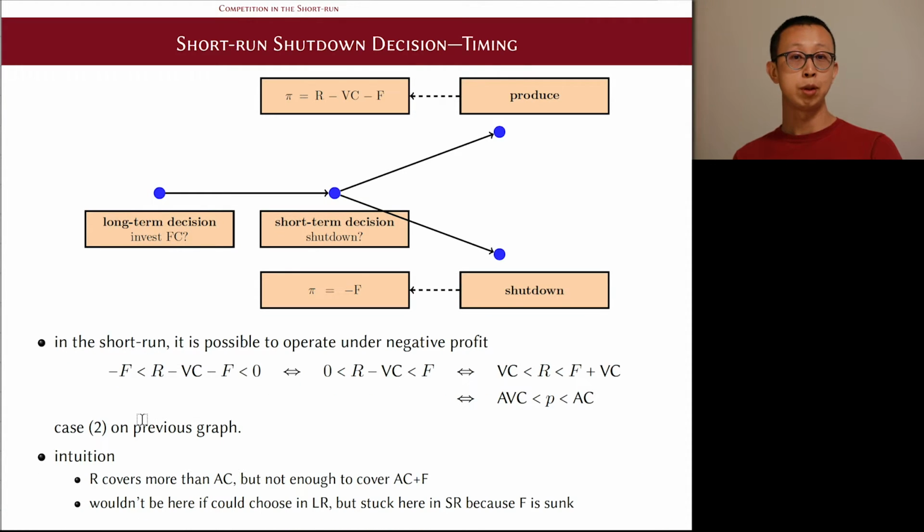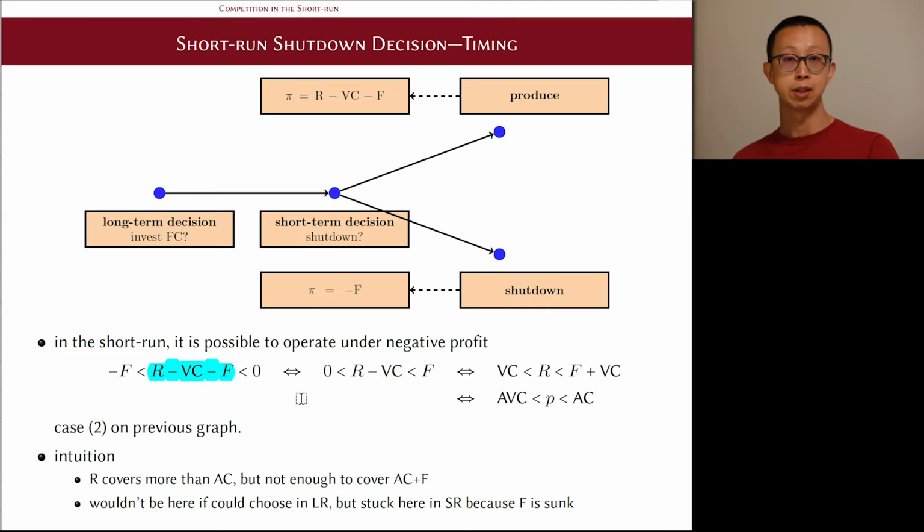We can use the same framework to think about the case where the firm operates under negative profit. In that case, the operating profit of the firm is negative, but it is better than the profit the firm would have gotten if they shut down. We want to see if we can derive an equivalent condition for this case in terms of price.